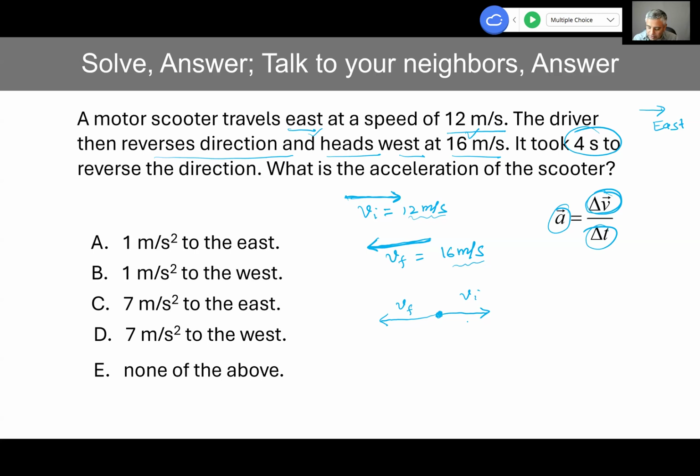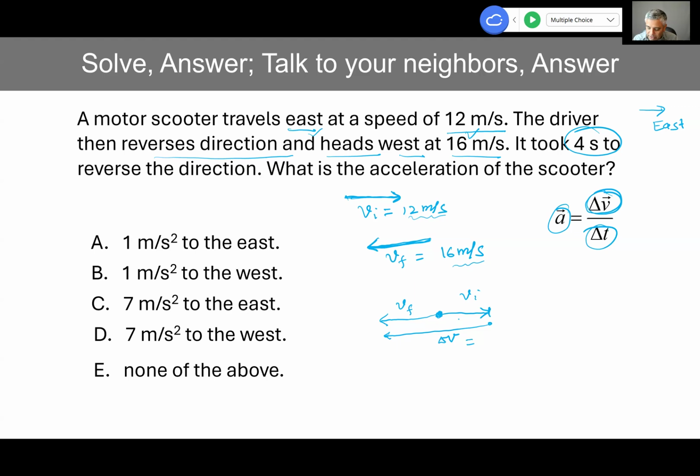So now that's step one. So what's the last step where we draw from the tip of initial and go to the tip of final? So that is delta V. So what's the length of this?